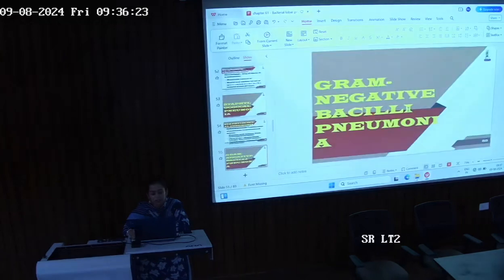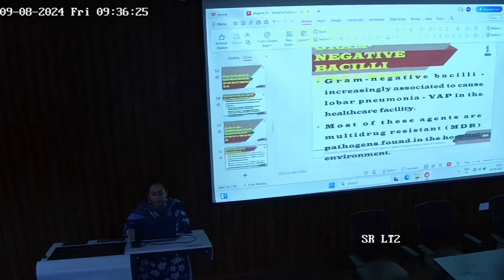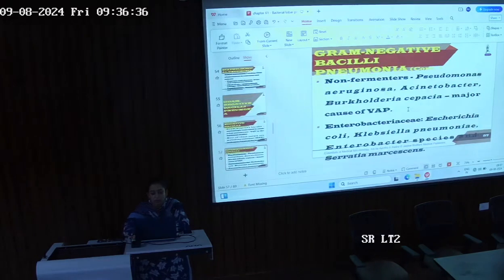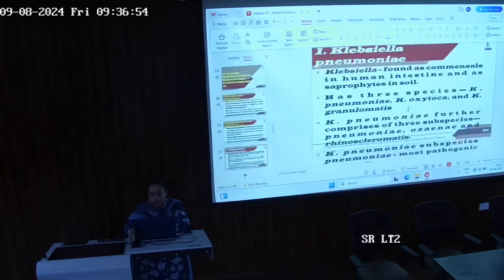Then other gram-negative bacilli which are causing pneumonia. All these are mostly MDR pathogens found in the hospital environment. These are grouped into non-fermenters and Enterobacteriaceae. Non-fermenters like Pseudomonas, Acinetobacter, Burkholderia are major causes of ventilator-associated pneumonia. In the case of Enterobacteriaceae, E. coli, Klebsiella pneumoniae, and Enterobacter species are causative agents. Klebsiella is nowadays the most commonly seen MDR pathogen in hospitals.